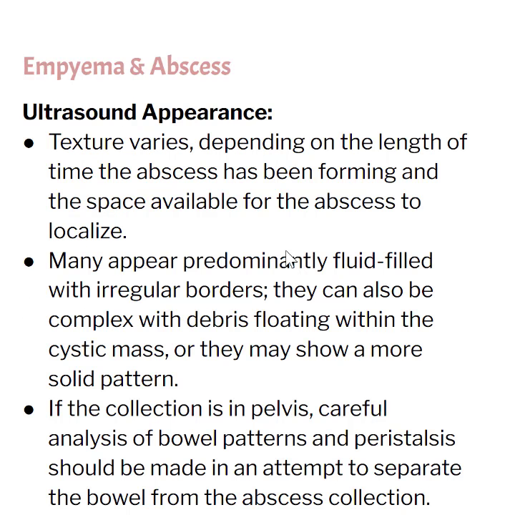On ultrasound, we're actually going to see really varying appearances of these abscesses. It can depend on the time that it's been forming in the peritoneum. It can depend on the amount of space that it has to form. If you have an abscess up in the subdiaphragmatic area, there's not a ton of space between the diaphragm and the liver, so those might be smaller compared to one that might form in the right lower quadrant. It can just push that bowel out of the way and become a giant abscess.